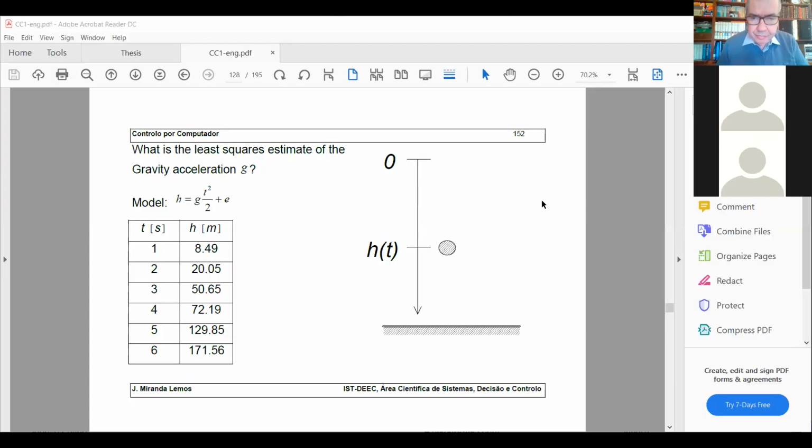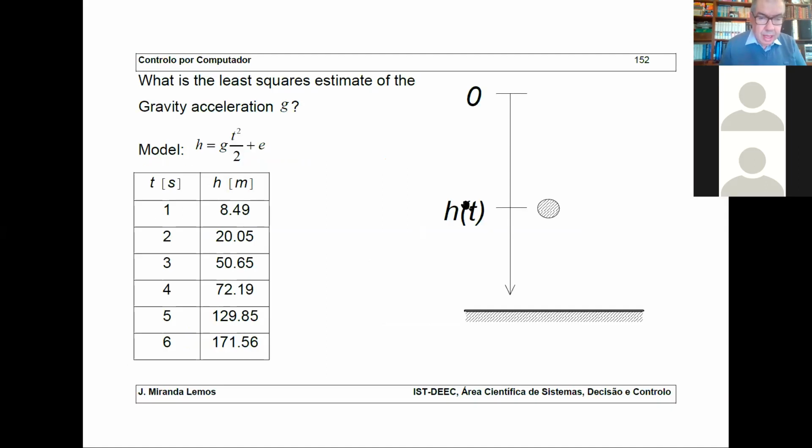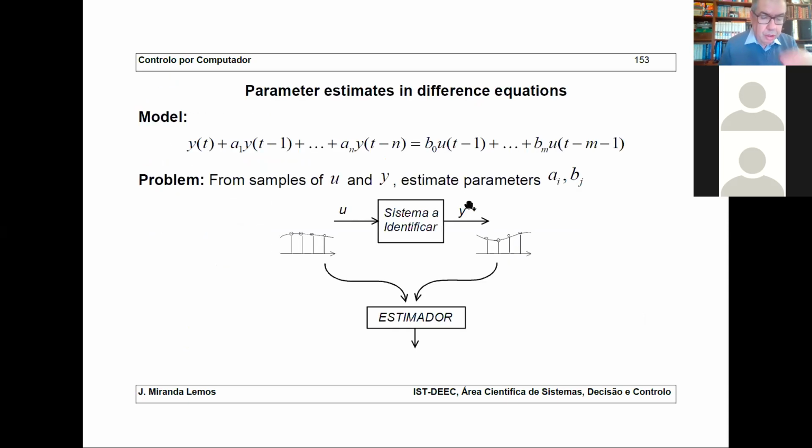Okay, so I will share my screen again. Where is it? It's here. And now we move to another problem, which is actually related to what we want to study in this course, which is control.